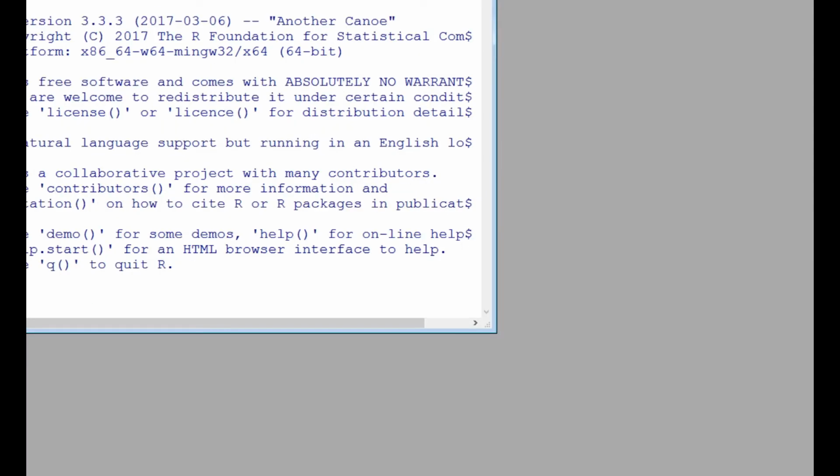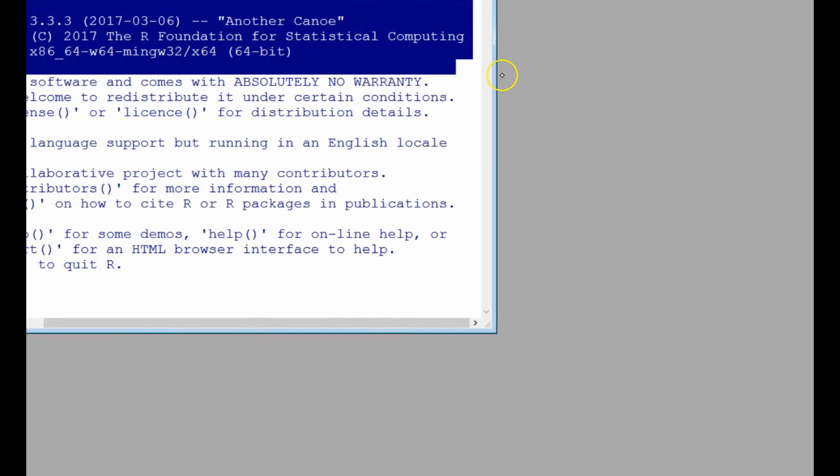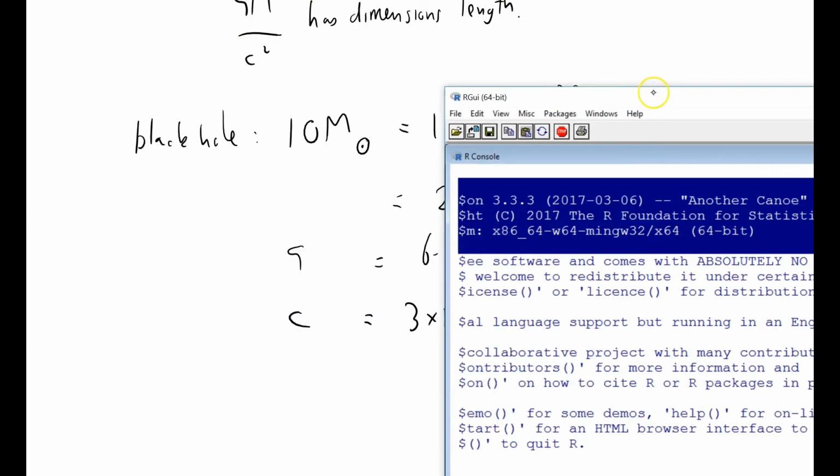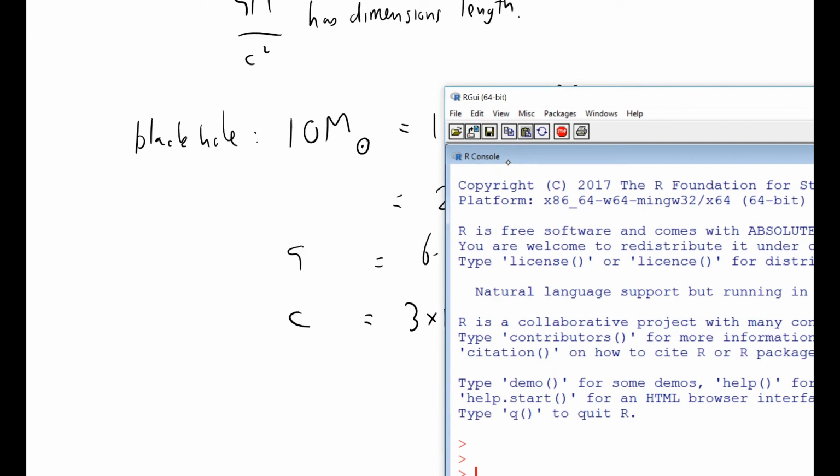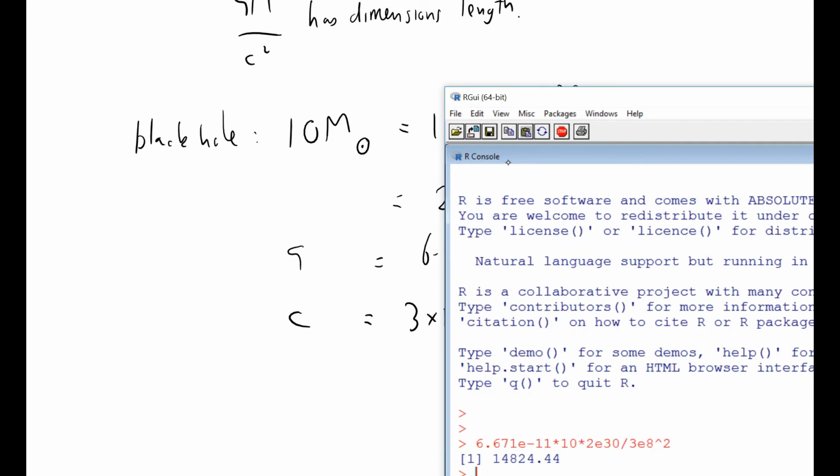I've got my R window here. Let's do that again. GM over c squared. So we've got 6.671 times 10 to the minus 11 times 10 times 2e30 for the mass of the hole, over c squared, 3e8 squared. And this will be a length scale in meters, and it comes out to be 14,000 meters, or 14 kilometers, which is quite small by astrophysical standards. Size of a sort of small moon, I guess.